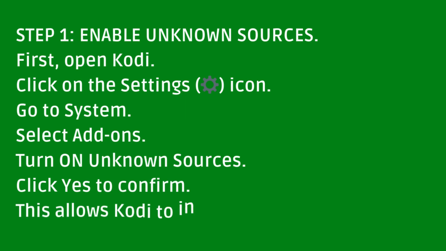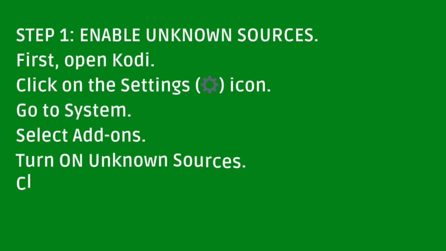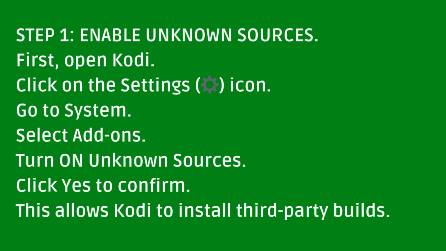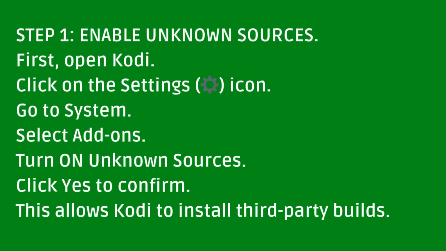Step 1. Enable unknown sources. First, open Kodi, click on the Settings gear icon. Go to System, select Add-ons, turn on Unknown Sources, click Yes to confirm. This allows Kodi to install third-party builds.